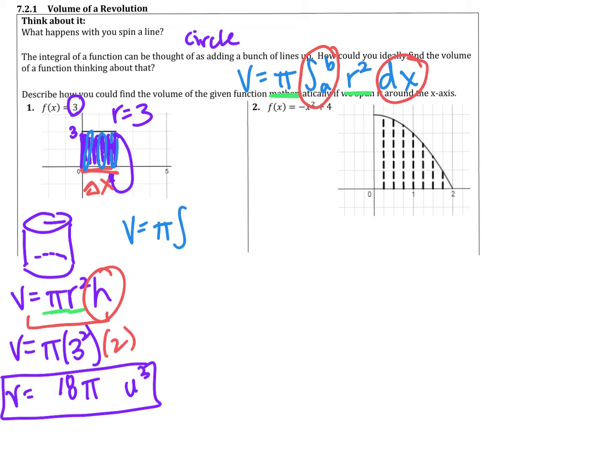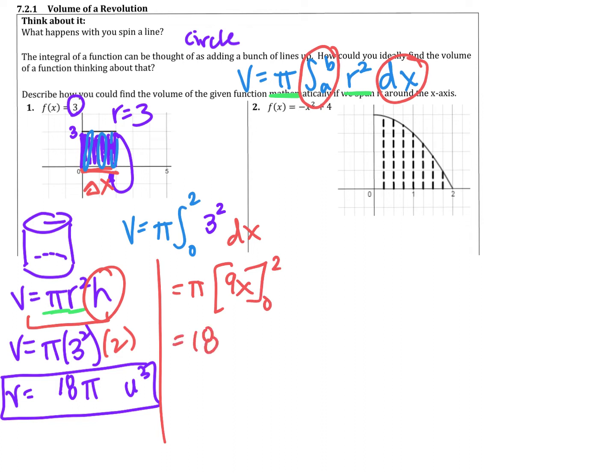So let's see if this works on the problem where we already found the volume to be 18 pi. So we would be integrating pi times the integral from 0 to 2 of our radius, which we said is 3, which is just our function, squared, with respect to x. And 3 squared is 9. So if I integrate 9, I get 9x, and I'm evaluating that from 0 to 2, and that is also going to be 18 pi units cubed.